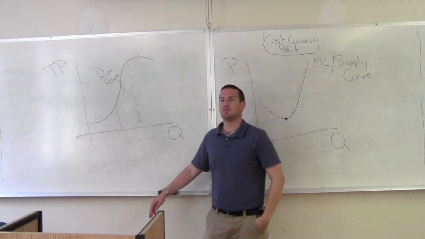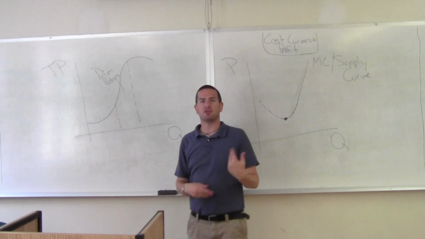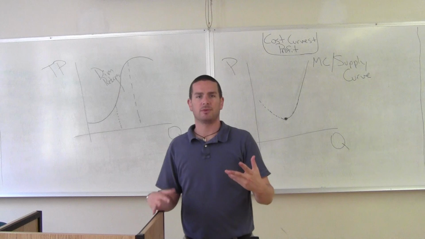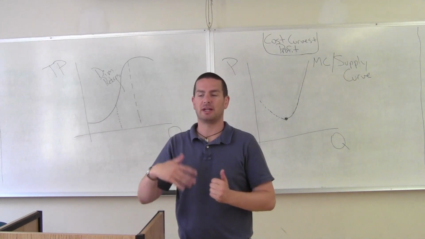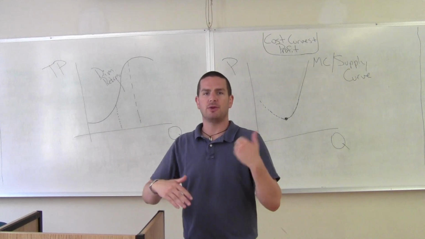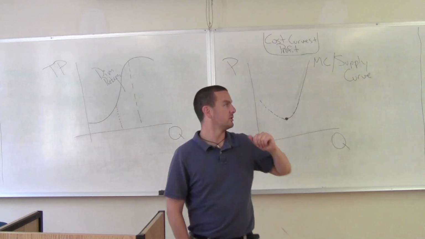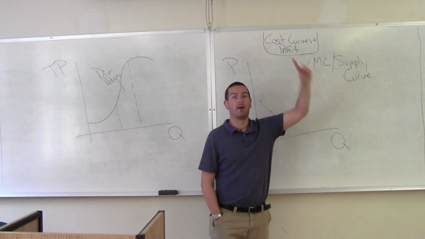Okay? If you remember the diminishing returns discussion, it's because you have too many cooks in the kitchen. So in order to get the same amount of output, you have to pay more, right? So your marginal costs are going up. Okay?